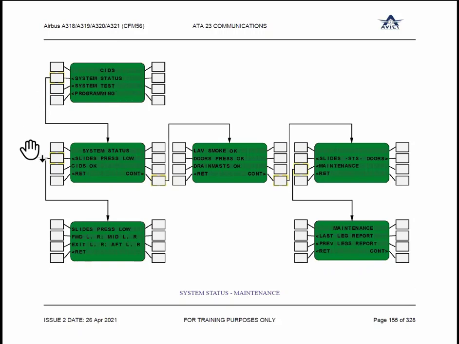When you go to the system status, it will tell you the system status, whether any slide pressure is low or normal. So it says slide pressure is low and system status is okay. If you continue, you will see some more pages: lavatory smoke is okay, door pressure is okay, drain mast is okay. Continue. Slide status and door maintenance returns. Under maintenance, you can get the last leg report, previous leg report. If you want to see the slide pressure individually, you can see forward left, forward right, mid left, mid right, exit right. If any slide pressure is low, it will show you the low pressure.